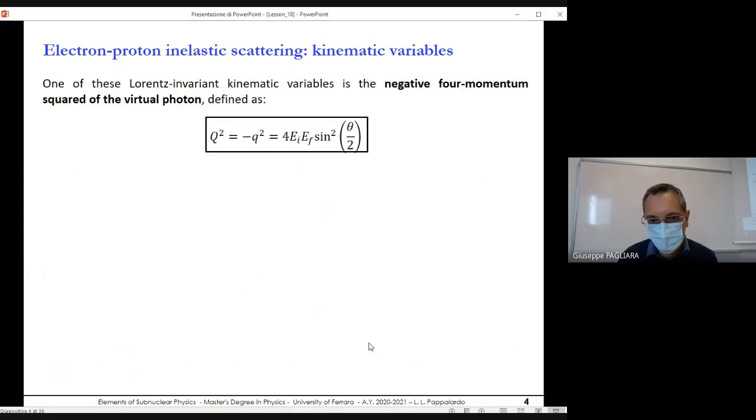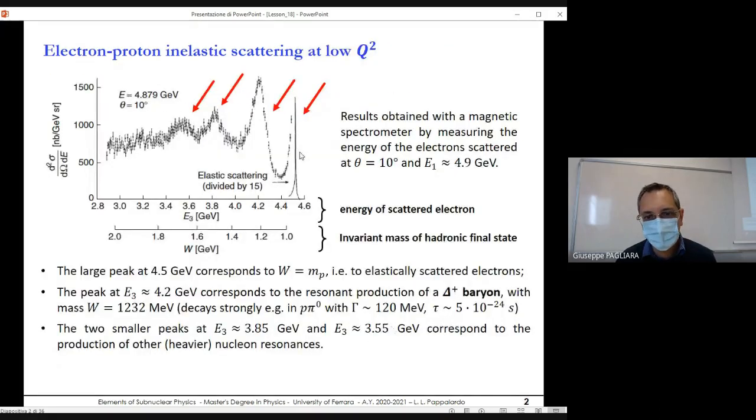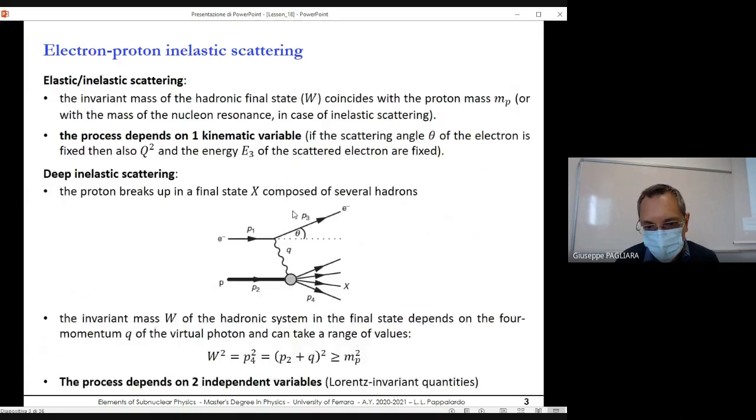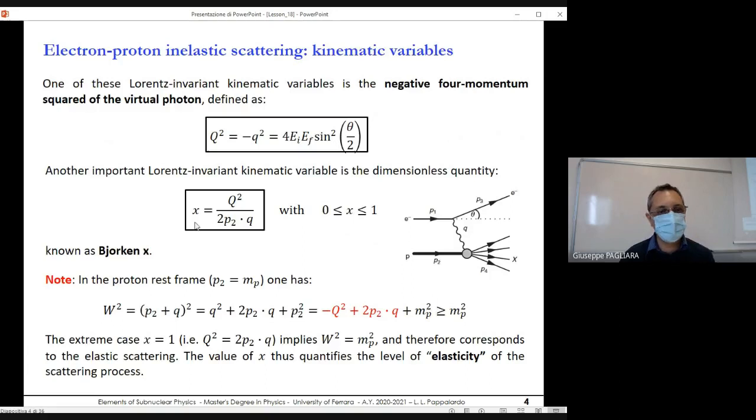This corresponds, let me go back again here, to the situation where we have this elastic peak, where W corresponds to the mass of the proton. So in other words, one first interpretation of this Bjorken variable is that it quantifies the level of elasticity of the scattering process. The closer to 1, the more elastic the process is. On the other hand, very small values of X, as we will also see later, correspond to the deep inelastic regime.